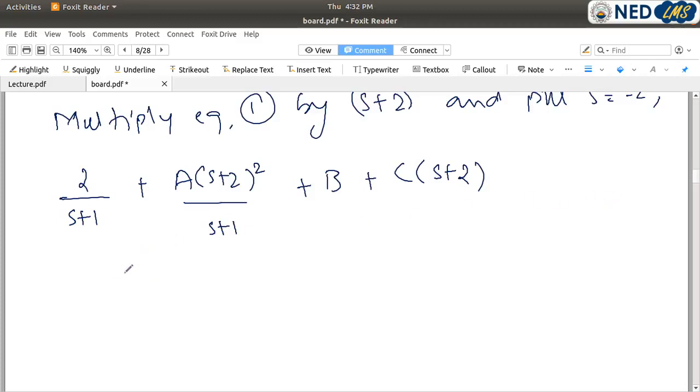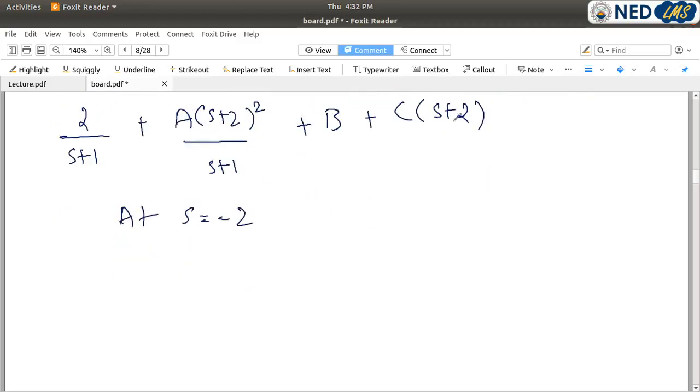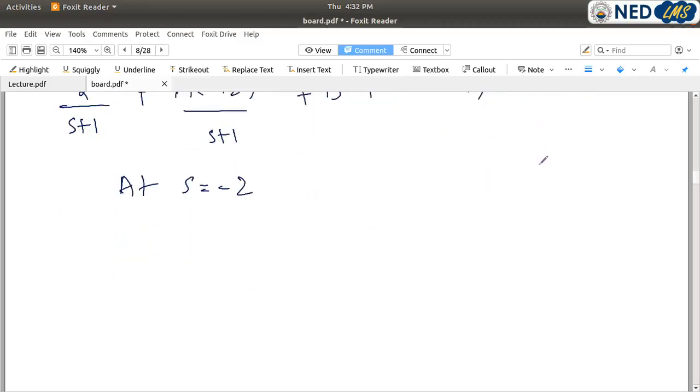Now put s equal to minus 2. Both of these terms will become 0. So 2 over minus 2 plus 1 is equal to B, and B will be equal to minus 2.